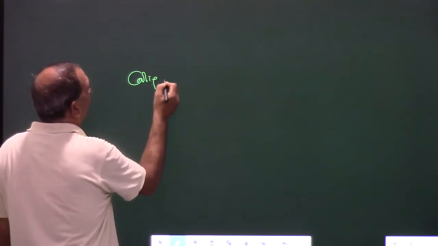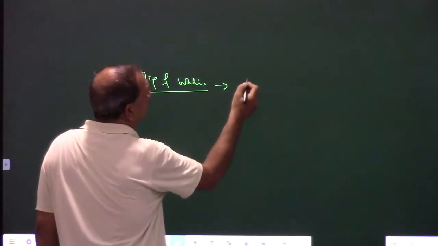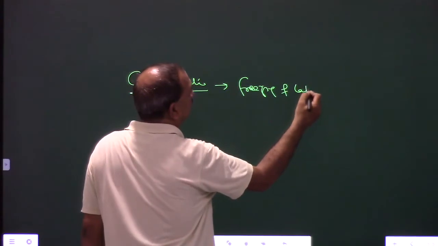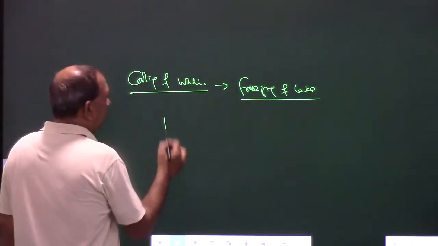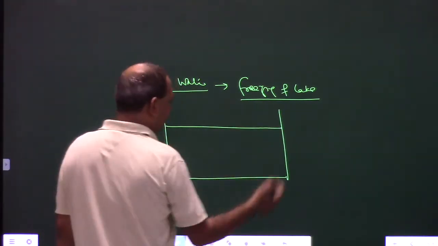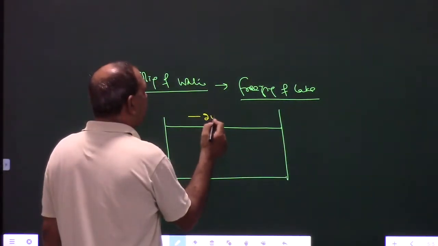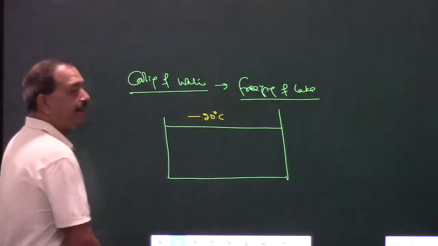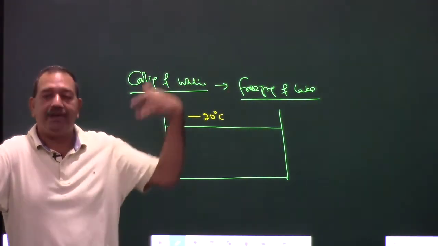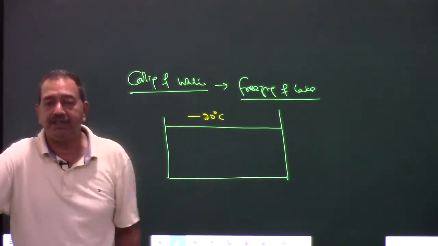cooling of water, for that let's take a system, freezing of a lake. Suppose this is a lake and that is the top surface of the lake, and the surrounding temperature comes down to minus 20 degrees C, right? When the surrounding temperature comes down to minus 20 degrees C, or the temperature decreases gradually or whatsoever happens, but overall the surrounding temperature comes down.